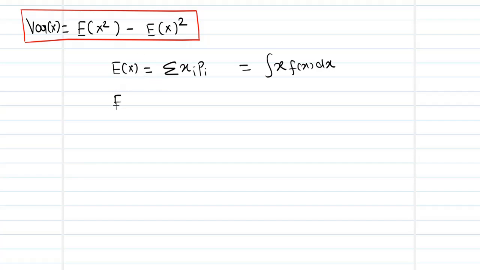Now what about E of x square? How to estimate this value? It is the summation where, in place of x, I have x square. So I will have xi square into probability pi for the discrete case, and the same is the integral of x square into f of x dx for the continuous case. Hence, instead of the earlier one, we will frequently refer to this formula of variance of x, which is given as E of x square minus E of x the whole square.